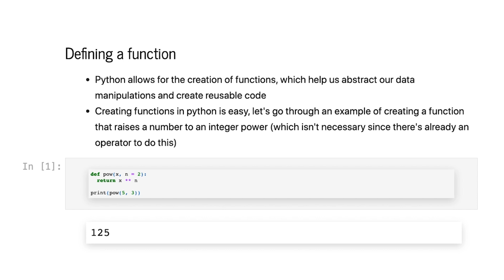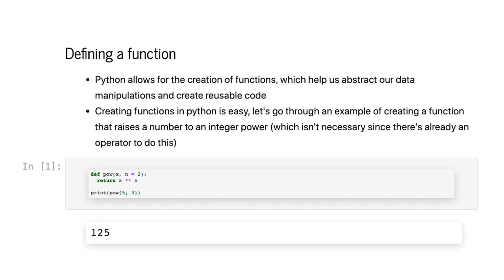So I'm going to create a function called pow, which raises a number to a specific power. Now, of course, we don't need to do this. Python already has a function that raises numbers to a power. In fact, it has an operator that does that when we just do double asterisks. But the idea here is just to show you what it looks like to create a function.